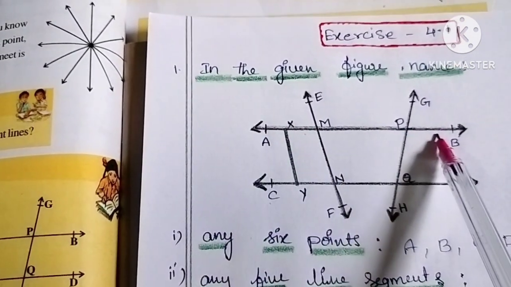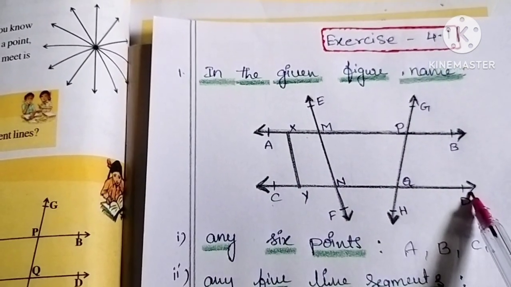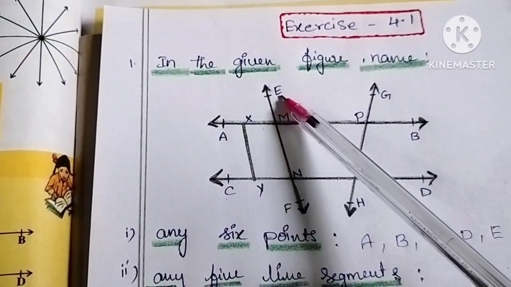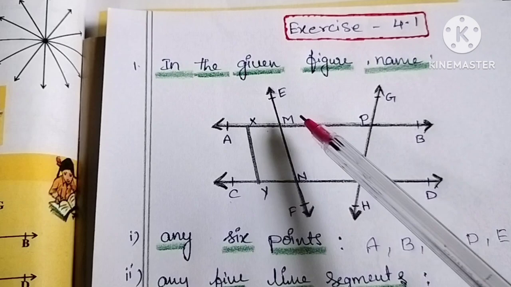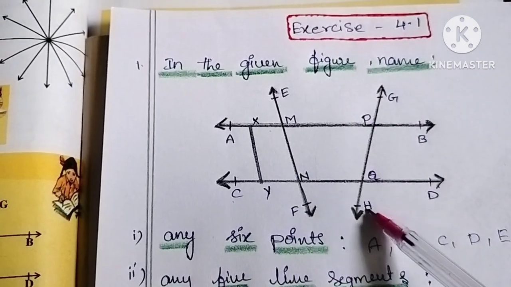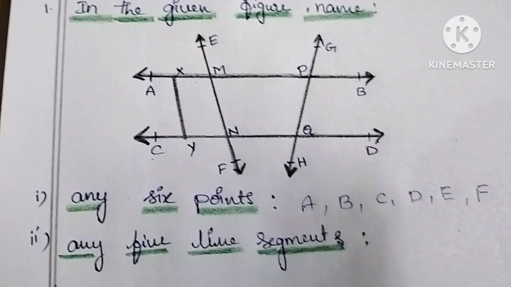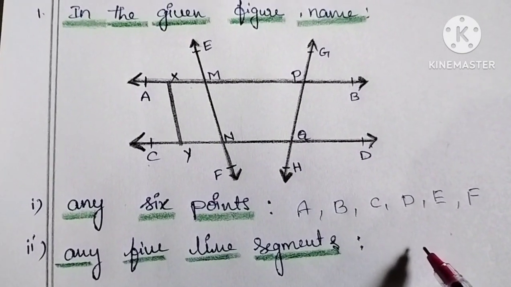So this is one line segment CD. CD is one line segment. XY is one line segment. And EF is one line segment. MN, GH, PQ. Those all are the line segments only. Now we have to write only 5 line segments.